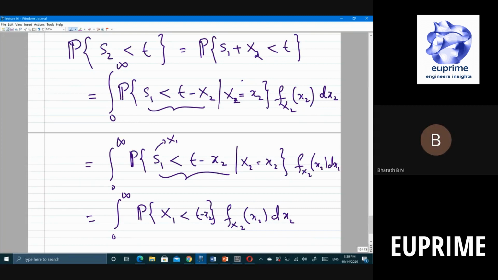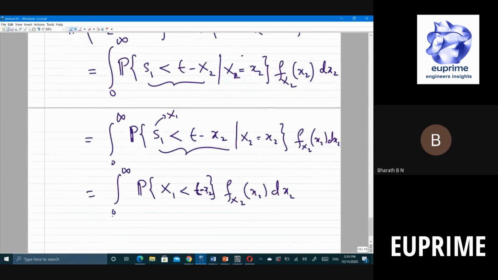Fine. So of course, t should be greater than x2. In this case, I'm saying t is greater than x2, or x2 is less than t. Okay, so that means I cannot just integrate from 0 to infinity. What should I do?